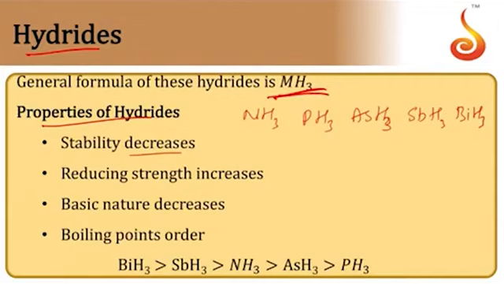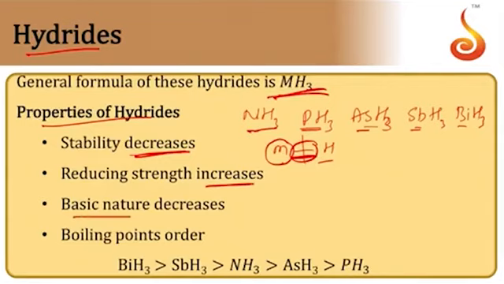The stability of these hydrides, because all molecules are covalent in nature, depends upon the strength of the M-H bond. The strength of this bond depends upon the size of the atom. The size of the atom is increasing down the group, so the extent of overlapping will be decreasing. Hence bond strength decreases, thereby the stability of these hydrides decreases down the group. Reducing strength: when the stability is decreasing down the group, they can lose hydrogen much more easily, thereby reducing strength is increasing.